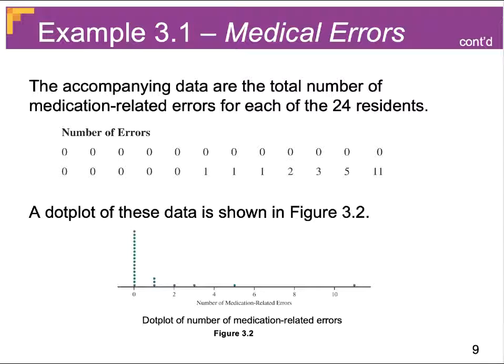So if we were to look at the mean, what would happen is we would assume that as a group, these residents were making a good number of errors, whereas it really was just these 2 residents that were behaving differently from the rest of the group.